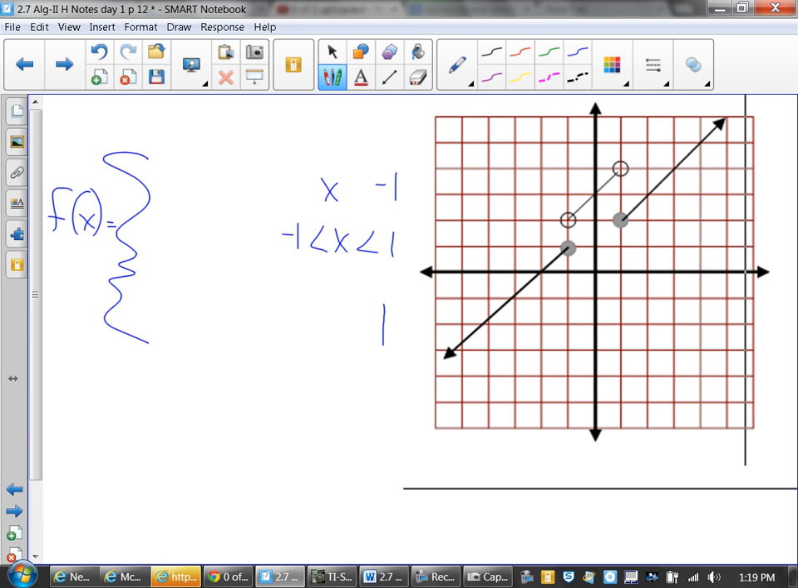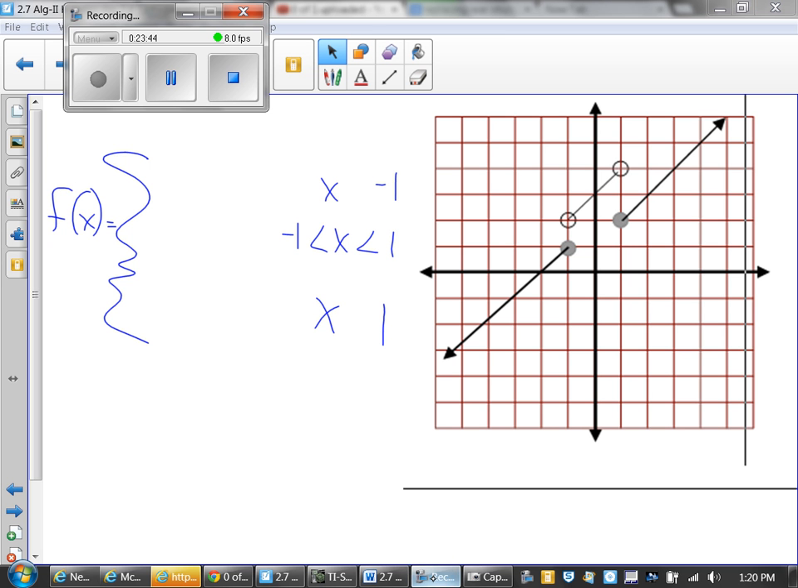And then the other one is something else is happening at 1. I'll let you guys finish out the rest of it. Okay? It'll only take a couple seconds. And then finish the other 2, and we'll check them in a few minutes.